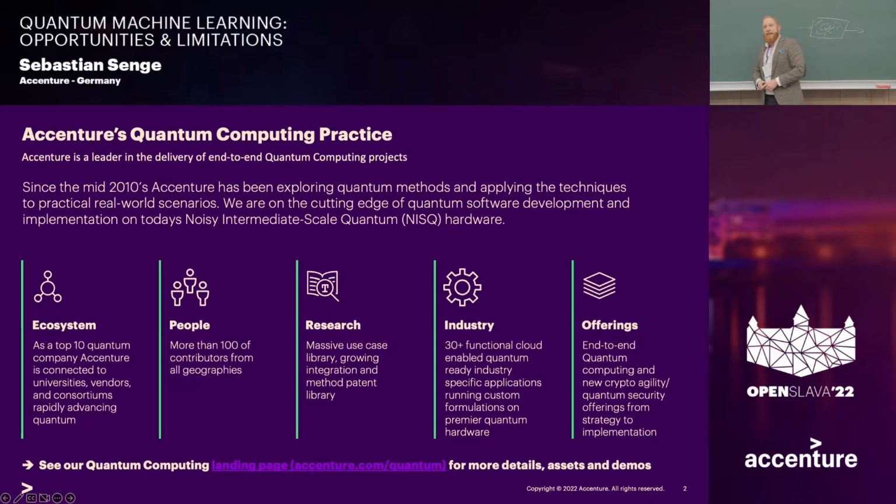Let me first begin with a quick introduction of who I am and who we are. I'm a computer scientist loving to look into complicated topics like quantum computing, and I have been doing this for a couple of years. We at Accenture have looked into quantum computing for more than 7 years, something like 7 to 8 years. Since then, we have evolved into one of the leading quantum computing delivery companies with about 100 resources globally contributing to our quantum computing practice. We do a lot of research, so we have many patents in the area of quantum computing and much more.